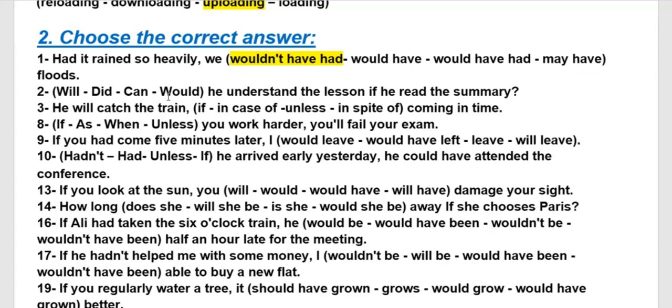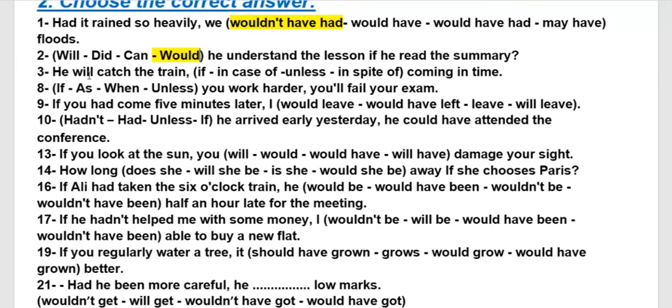Would he understand the lesson if he read the summary? If he read, past simple, second conditional, you see would. Three, he will catch the train, right? If, in case of, unless, in spite of coming, right here. We can't choose if because we don't have here a subject and a verb. In case of coming.